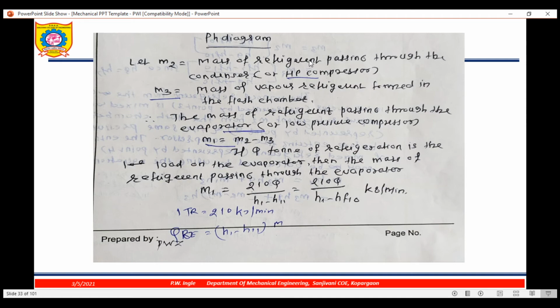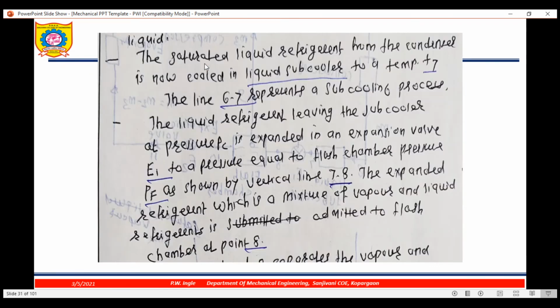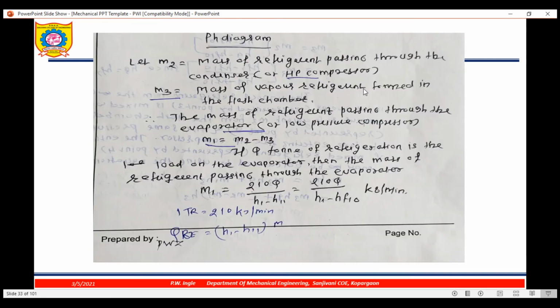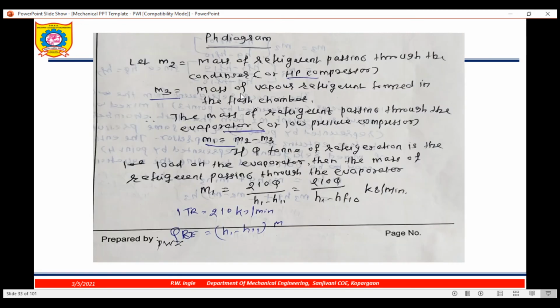Now let M2 be the mass of refrigerant passing through the HP compressor. Then M3 is the mass of vapor refrigerant formed in the flash chamber. Where is M3? Here it is M3. The mass of refrigerant passing through the evaporator is M1, that is M2 minus M3. Okay. So if Q is the tons of refrigeration, that is load on the evaporator, then the mass of refrigerant passing through the evaporator is 210 Q upon H1 minus H11. It is actually 1 TR. 1 TR is 210 kilojoule per minute.